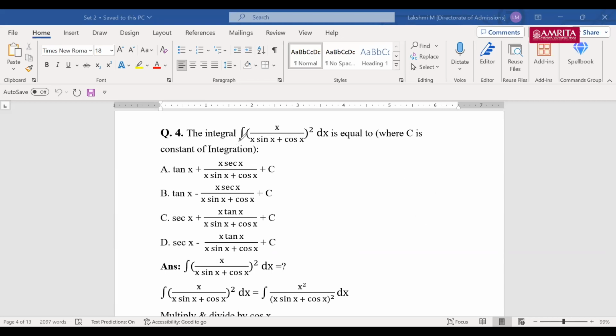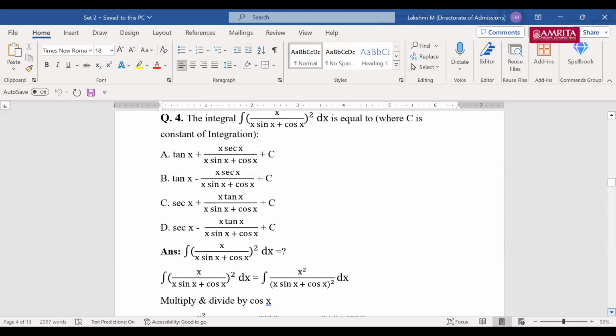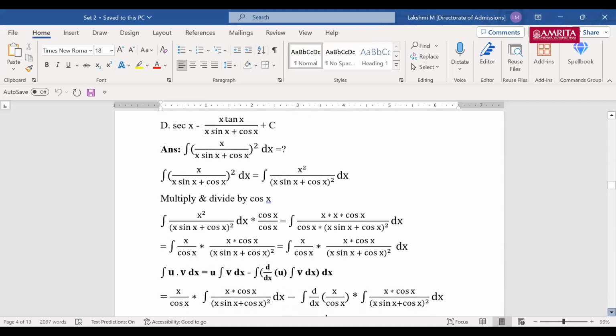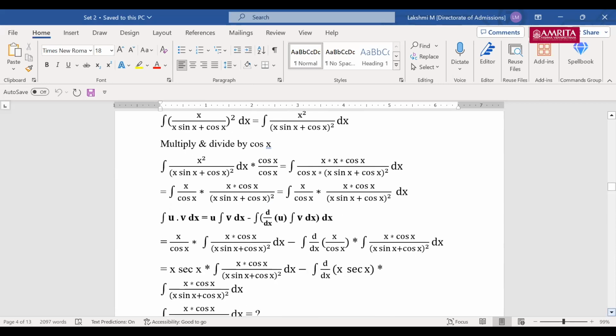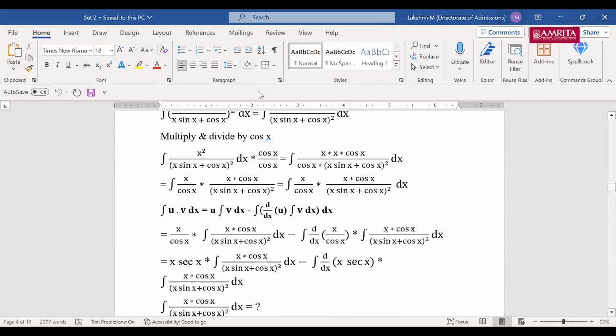The question is asking us to find integral of x by x sin x plus cos x the whole square. So when you think about what method to use, initially you may feel like you can go for substitution. But see the answers. It's like tan x plus something, another term is like sec x and x cos x sin x. So in order to simplify this question, you have to multiply and divide by cos x. So when you multiply the whole term, that is integral of x square by x sin x plus cos x whole square by cos x. It's like multiply and divide.